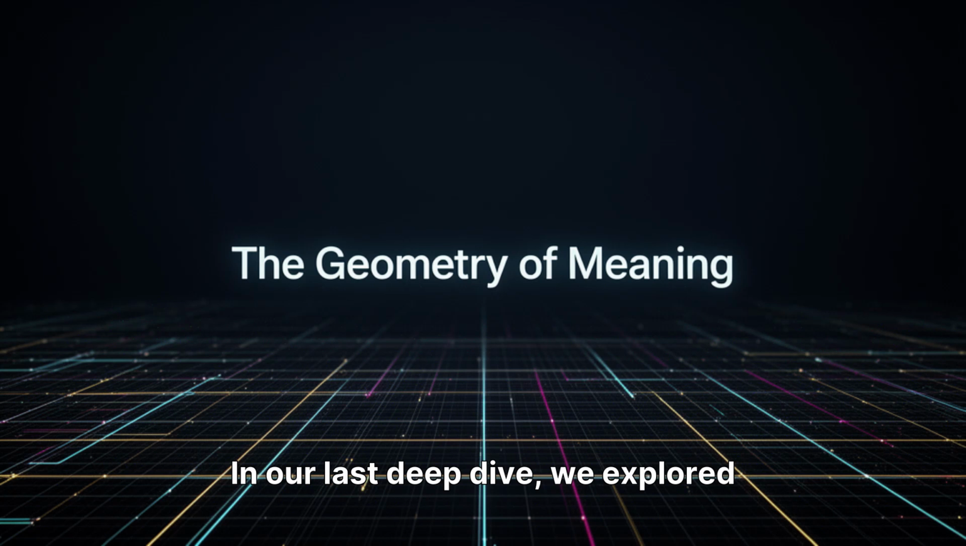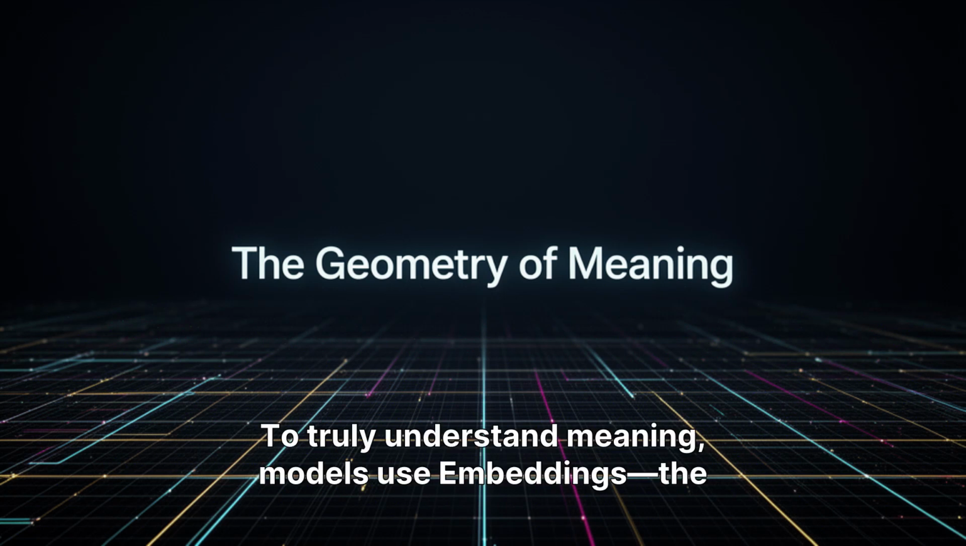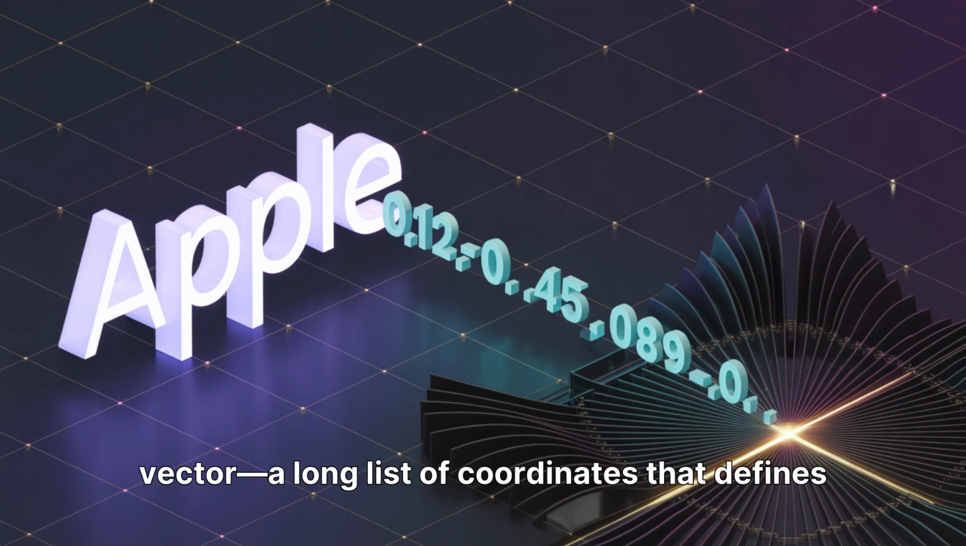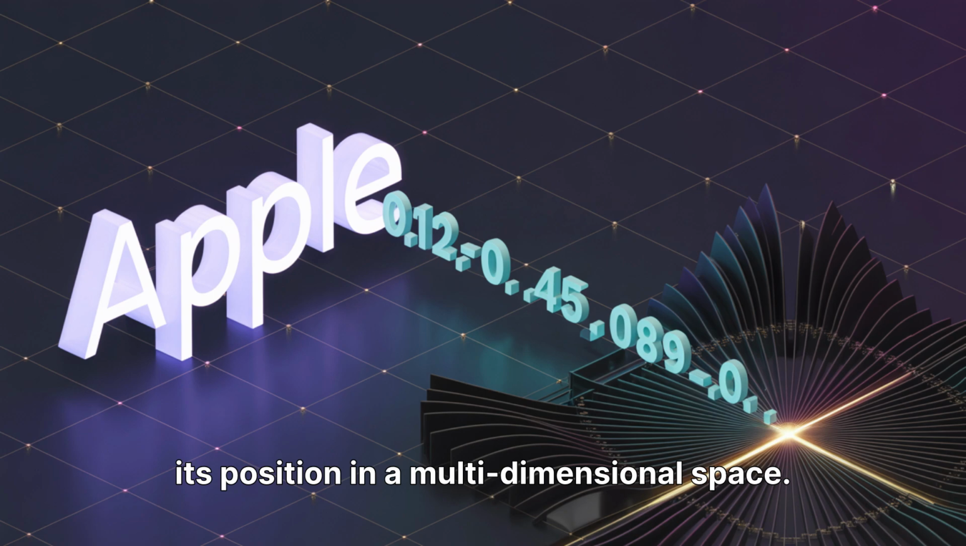In our last deep dive, we explored how text is broken into tokens. But tokens are just markers. To truly understand meaning, models use embeddings, the geometry of language. An embedding is a numerical representation of a token in the form of a vector, a long list of coordinates that defines its position in a multi-dimensional space.